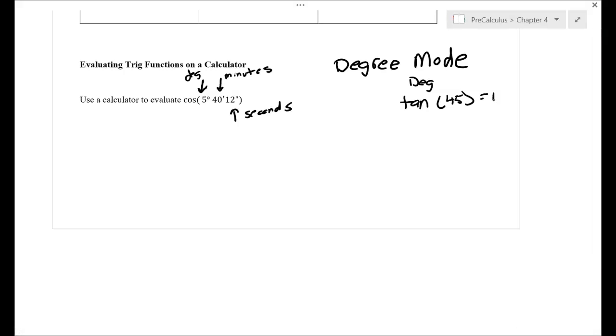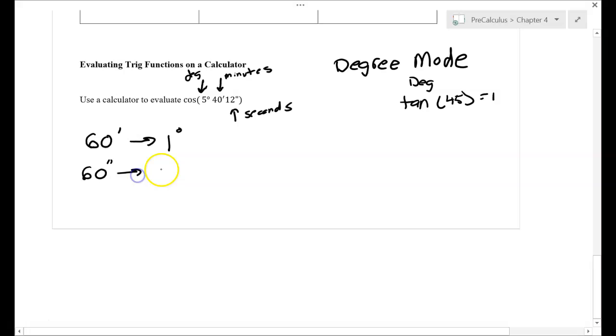All right, so I need to do some conversions. There are 40 minutes in my problem, and there are 60 minutes in 1 degree. So 60 minutes is 1 degree. And then I also have seconds. I've got 12 seconds there. And there are 60 seconds in 1 minute. And I still have 60 minutes in 1 degree.